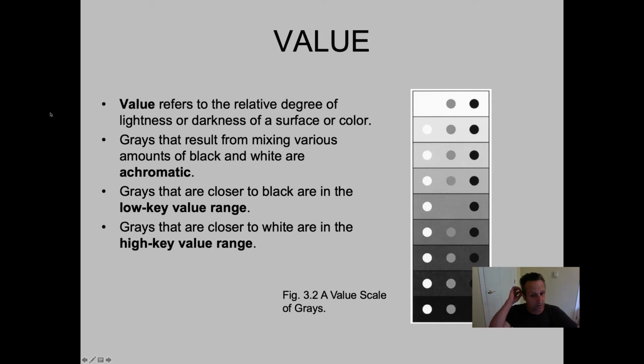Value quite often is described as either kind of the relative degree of lightness and darkness. And in this case, it's black and white. But colors can be described as value as well. Like yellow can be quite a bit lighter in value than dark blue.